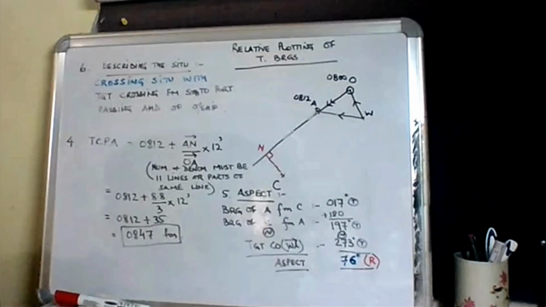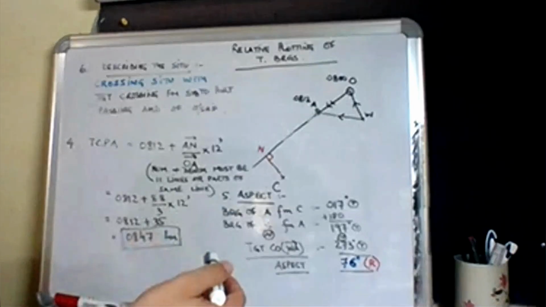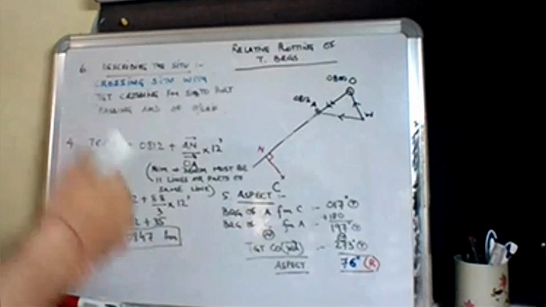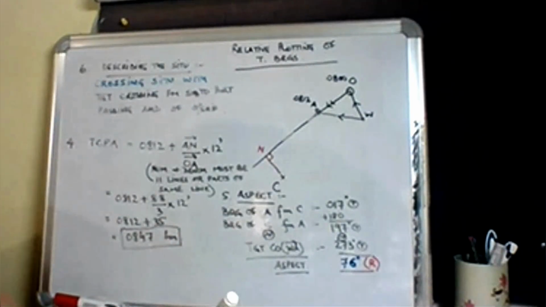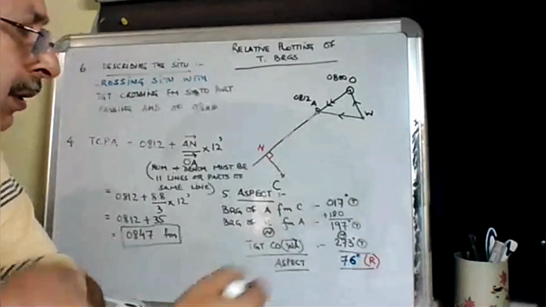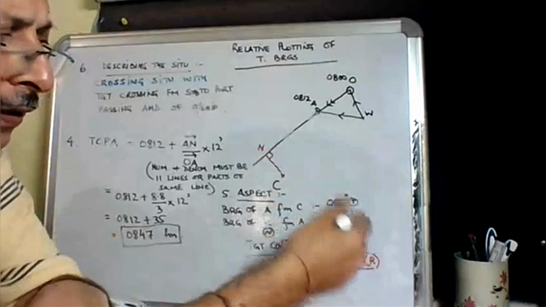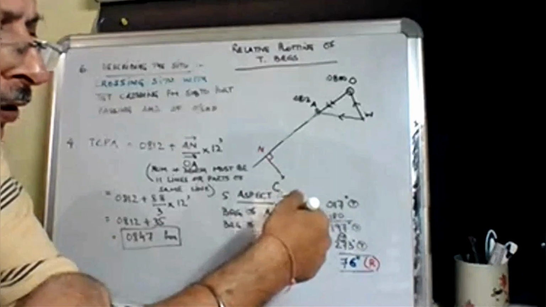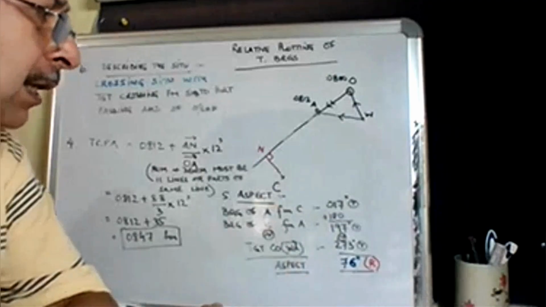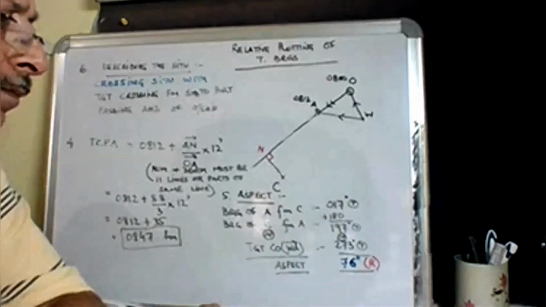So all these 6 items together constitute what is called reporting the target. Generally in the exam, all 6 are not asked. You can be asked 2 or 3 things out of this. Aspect is a very common phenomenon. You have to show the full working of the aspect to get the marks for it. You should not write a straight-away answer.